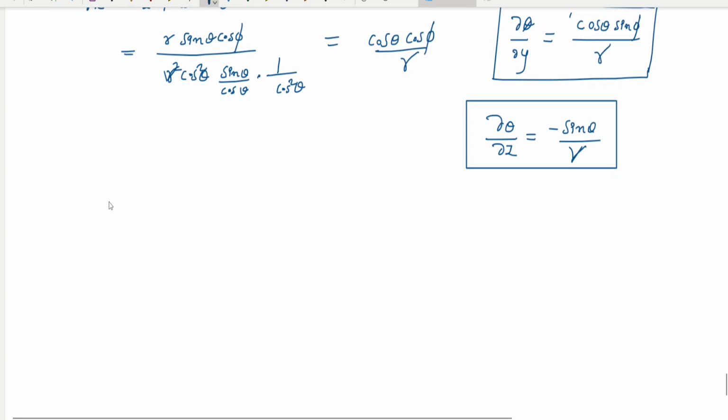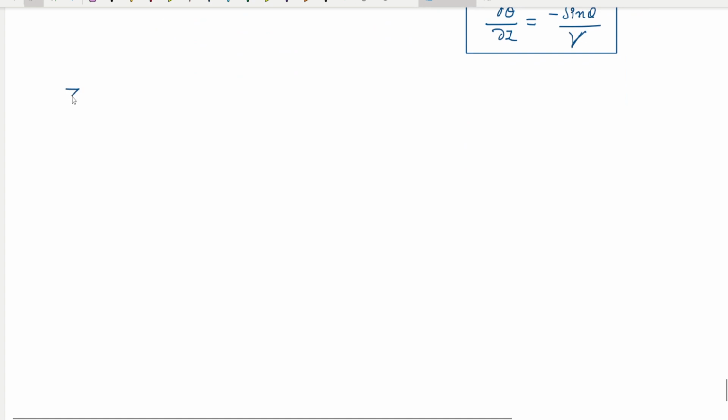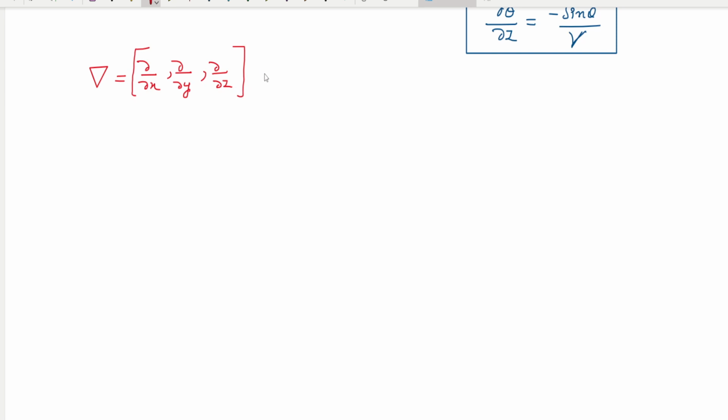Okay, now it is time to derive the final things: the Laplace operator. We know this del operator. I'm going to write it as ∂/∂x, ∂/∂y, ∂/∂z. These depend on r, θ, φ, right? So I can write these in partial derivative form: ∂/∂x.